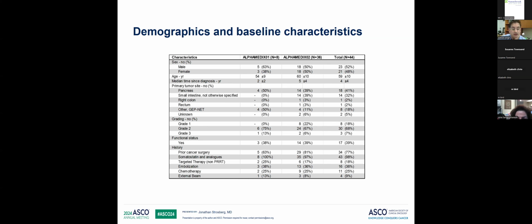When we look at the baseline characteristics of the PRRT naive patients in both the phase 1 and phase 2, we got 44 patients here, mostly pancreas, again, small intestine, so very similar to the studies I've shown you. They did have a mix of all grades, although primarily it was grade 3, and people were heavily pretreated, which would be expected in this population.